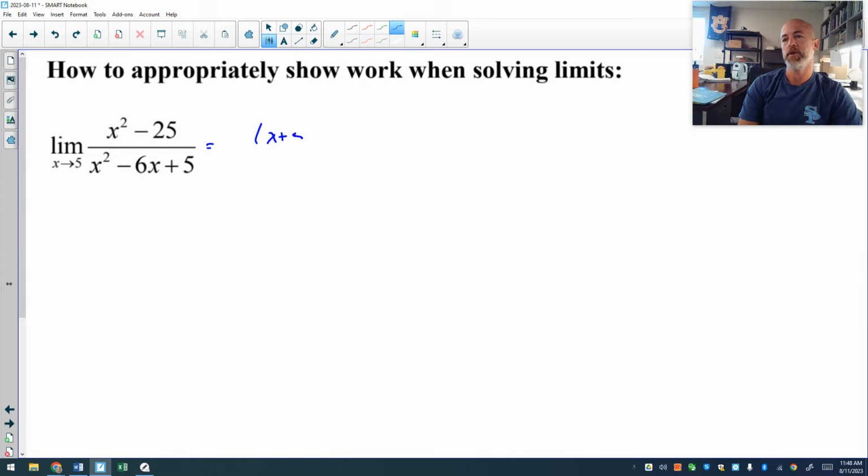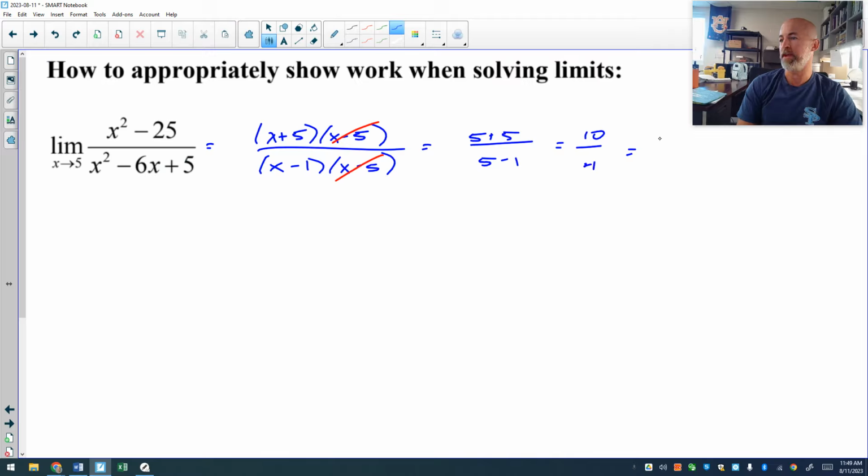So I'm going to factor the top, x plus 5, x minus 5. I'm going to factor the bottom, which would be x minus 1, x minus 5. That's not a 5. And then I can cancel these x minus 5's. And after canceling, I can substitute as x approaches 5. So 5 plus 5 over 5 minus 1, which is 10 divided by 4, which would reduce to 5 halves. Okay, so that is indeed the correct answer. The answer is 5 halves.